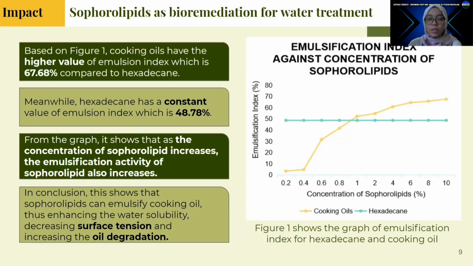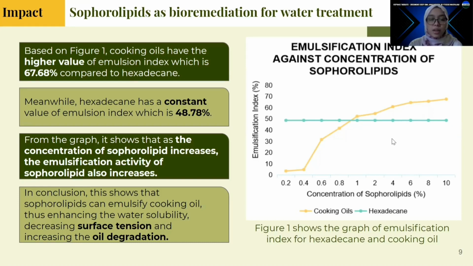And then next, we have impact of sophorolipid as bioinhibition for water treatment. From figure 1, we know that it shows the graph of emulsification index for hexadecane and cooking oil. And from the graph itself, we can see that cooking oil has the higher value of emulsion index, which is 67.68% compared to the hexadecane. And the hexadecane here has a constant value of emulsion index, which is 48.78%.